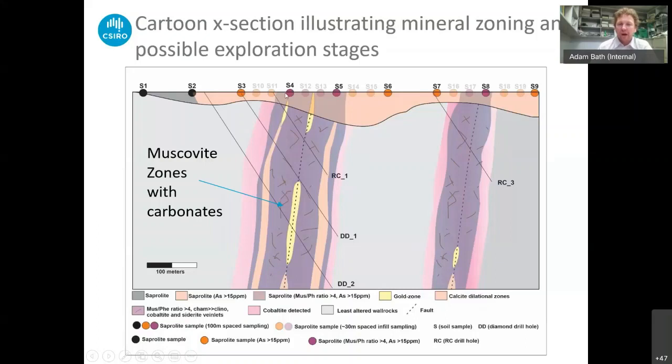And then if you've got greater certainty around those, you might put an RC hole in or something, and then a diamond. But we need to understand that zoning pattern so that we can apply it back to those exploration strategies, and that's really what this is about.